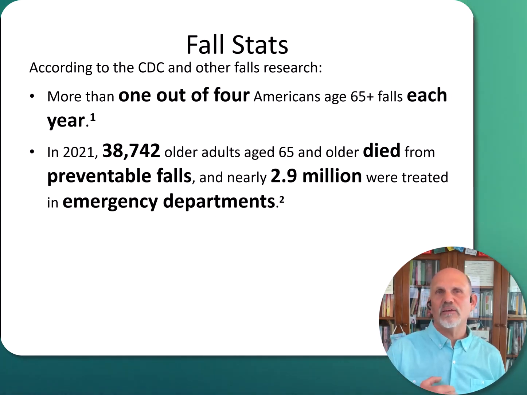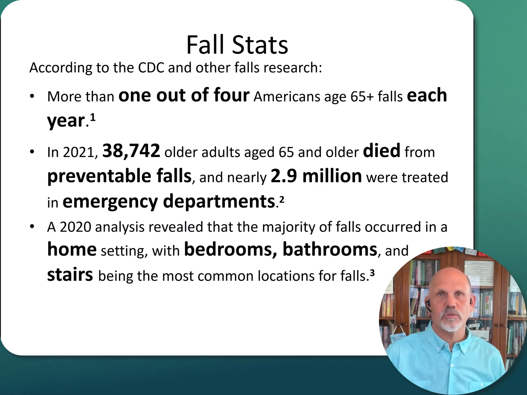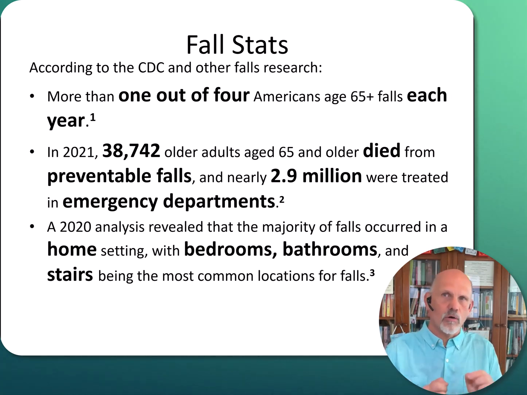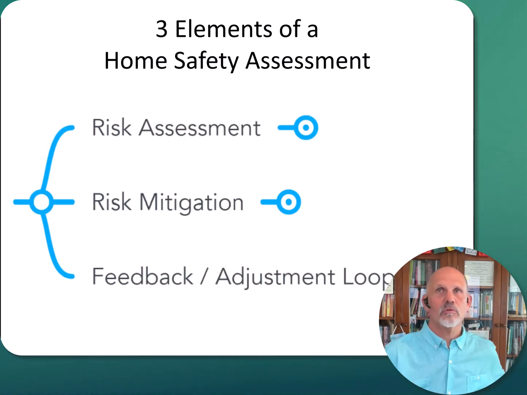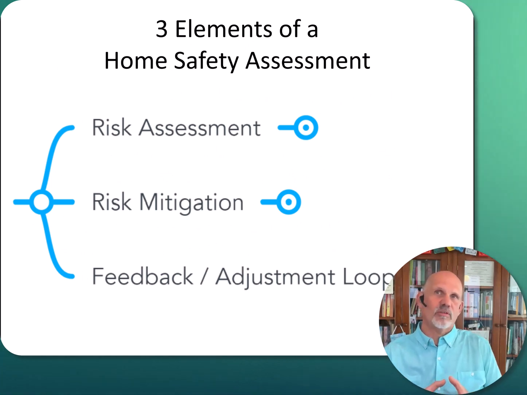So if fall prevention is the only thing that we can accomplish with a home safety assessment, and I'm not saying it's the only thing, but if it were, we would still be making a significant improvement in people's lives. In 2020, an analysis revealed that the majority of falls occurred in the home, with bedrooms, bathrooms, and stairs being the most common locations.